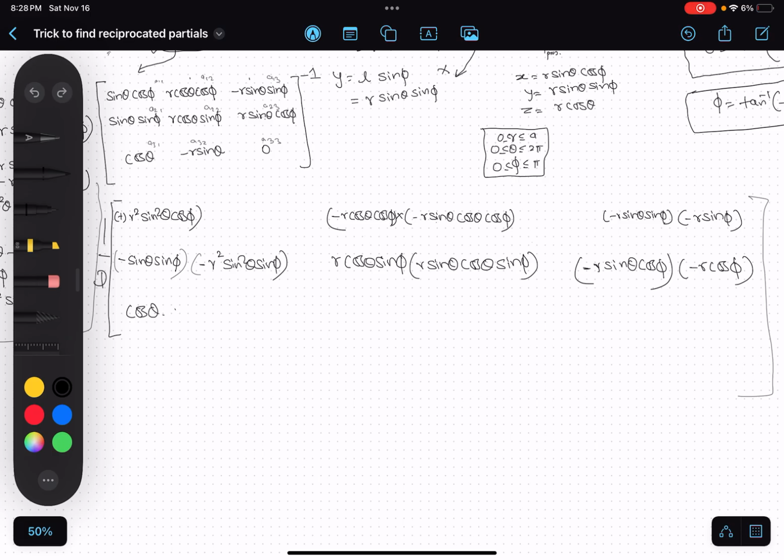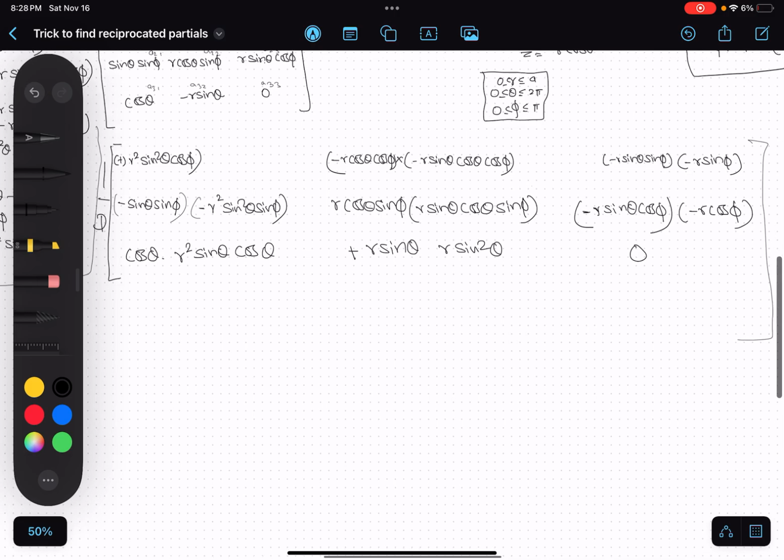So this is just r square sin theta cos theta, and with minus r sin theta, and again this has a minus sign, that will be plus. So plus r sin theta, and this is r sin square theta cos square phi plus r sin square phi. So this will just be r sin square theta only, right? Cos square phi plus sin square phi is 1. Now this is 0, so 0.